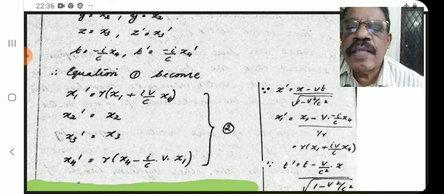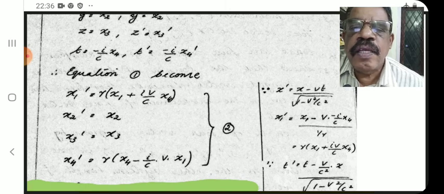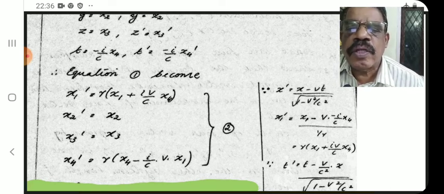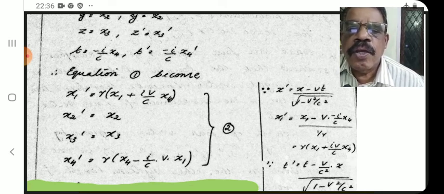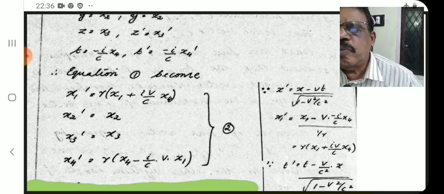x dash is x minus vt by root of 1 minus v square by c square. We replace x dash by x1 dash, x by x1, and t by minus i by c x4. Minus i by c can be put in a bracket, divided by root of 1 minus v square by c square, that is 1 by gamma. Gamma will go to the numerator. So x1 dash is gamma into x1 plus v by c, minus and minus will cancel, plus i by c v x4. That's the first equation.